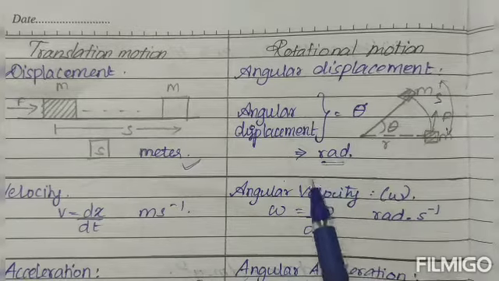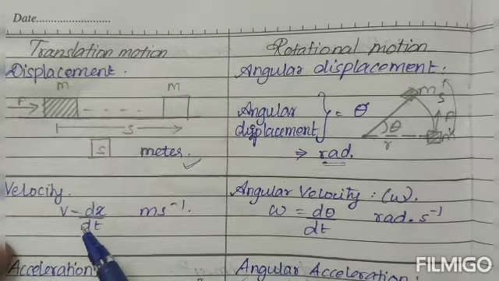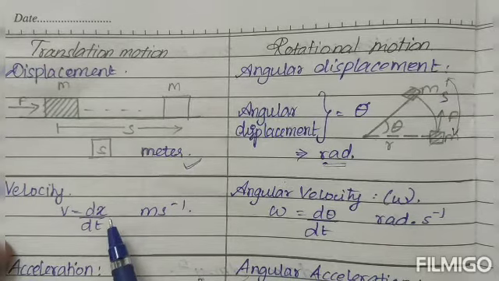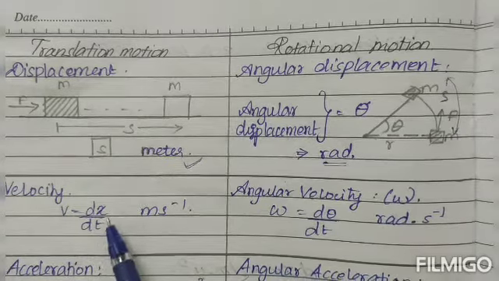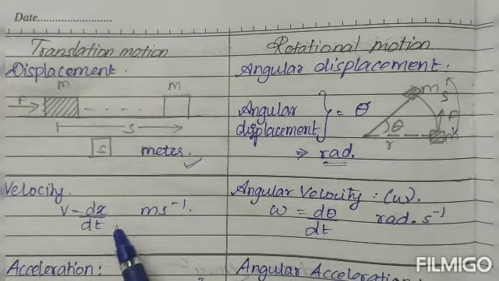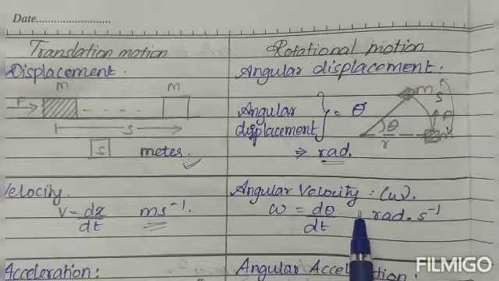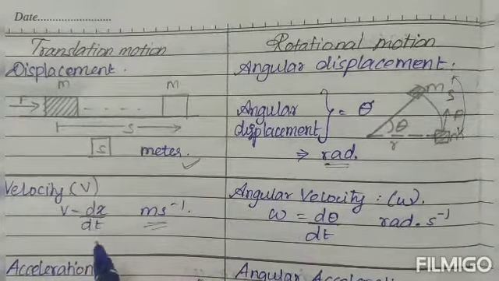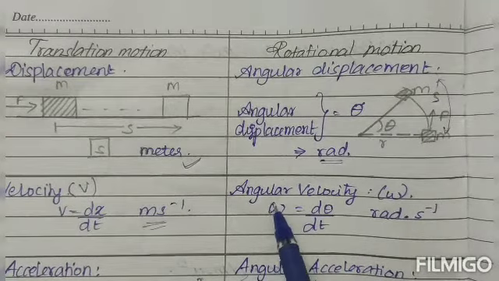Next, second, velocity, that is linear velocity. Velocity is the rate of change of displacement, so change in displacement with respect to time, v is equal to dx divided by dt or ds divided by dt. This unit is meter per second. Like that, angular velocity. The velocity symbol is v, and the angular velocity symbol is omega.